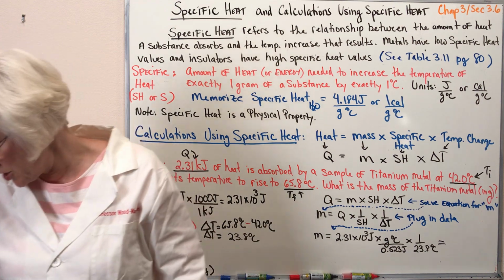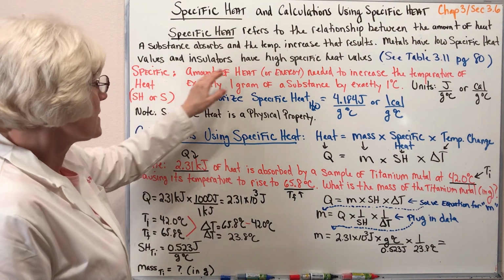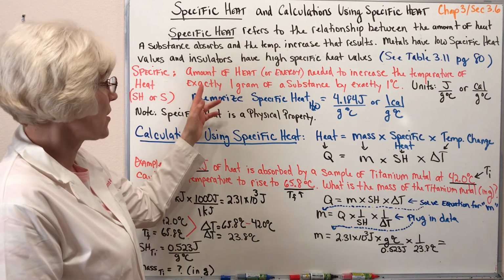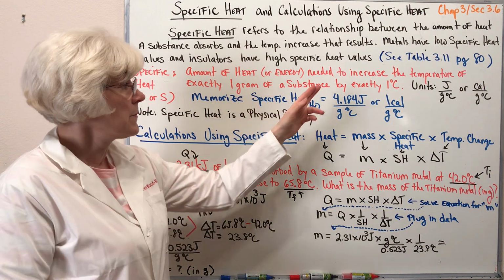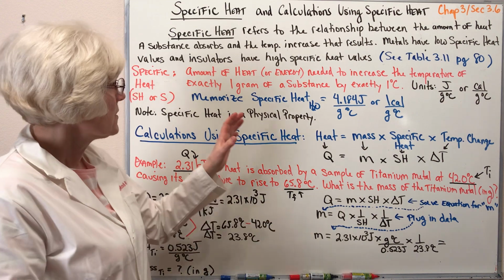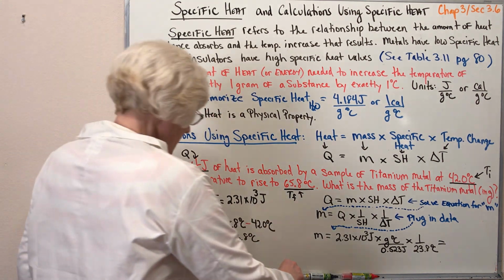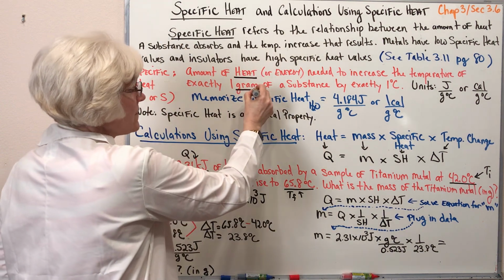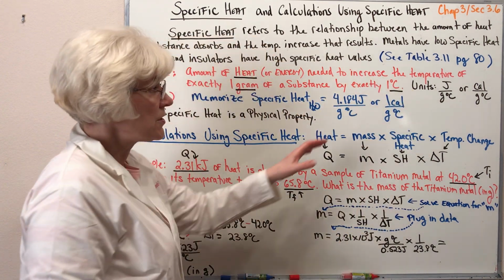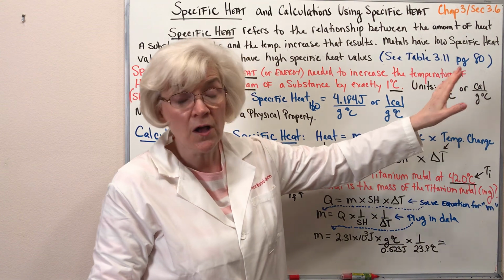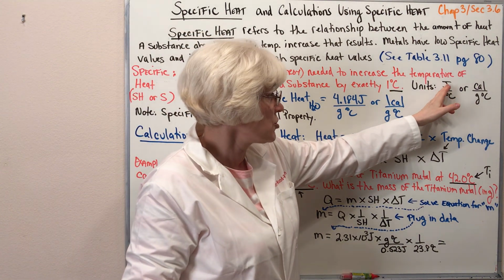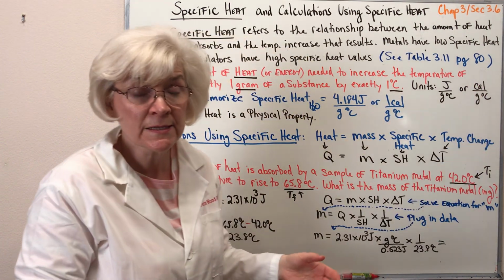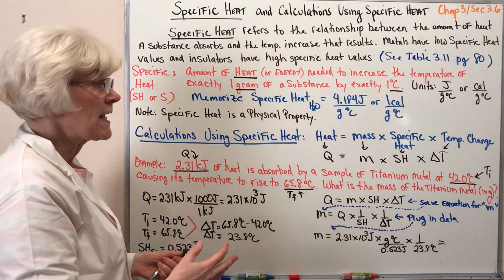The specific definition of specific heat is the amount of heat or energy, heat is a form of energy, needed to increase the temperature of exactly 1 gram of a substance by exactly 1 degree Celsius. So if you take a look at all of the terms that are used, we have heat, we have mass, we have temperature. So the units of specific heat are going to reflect all of those concepts. Either joules per gram degree Celsius or calories per gram degree Celsius are the typical units of specific heat.